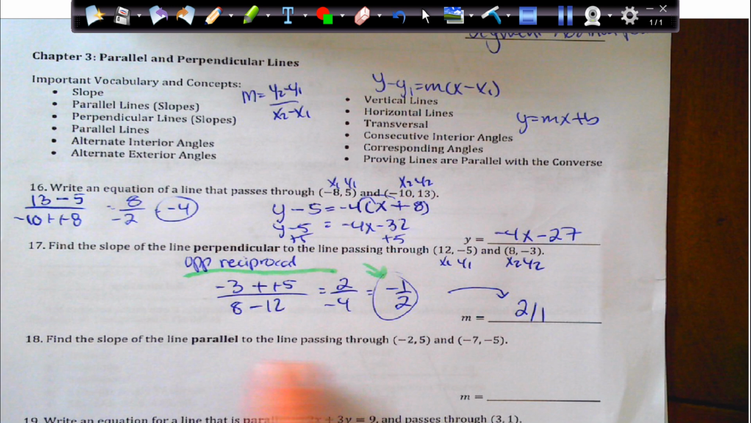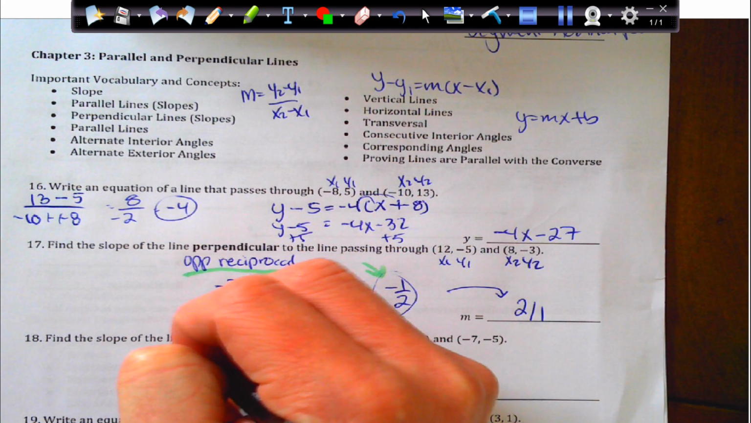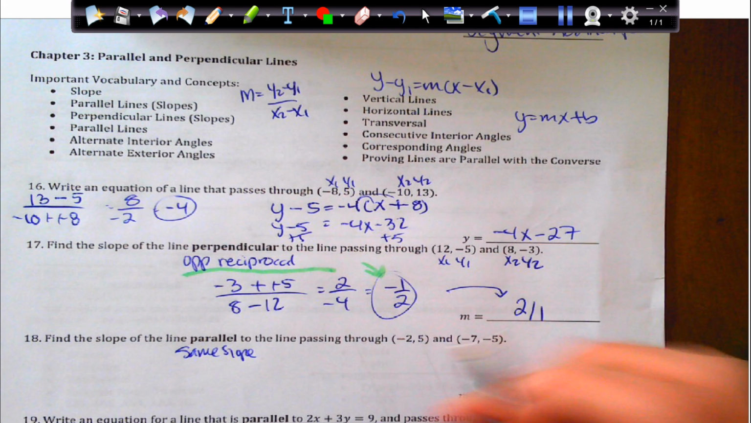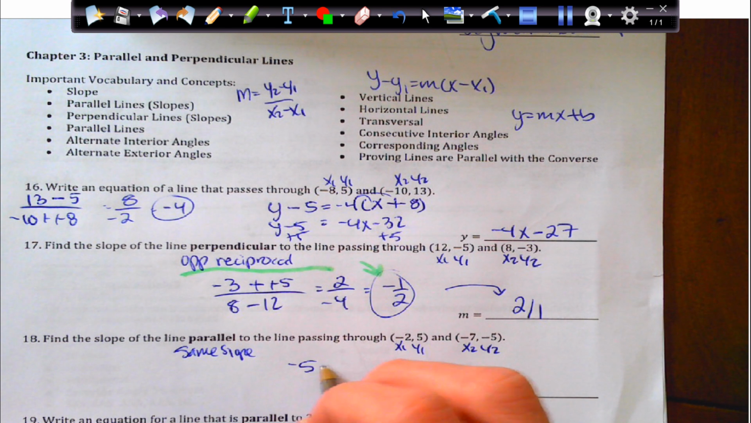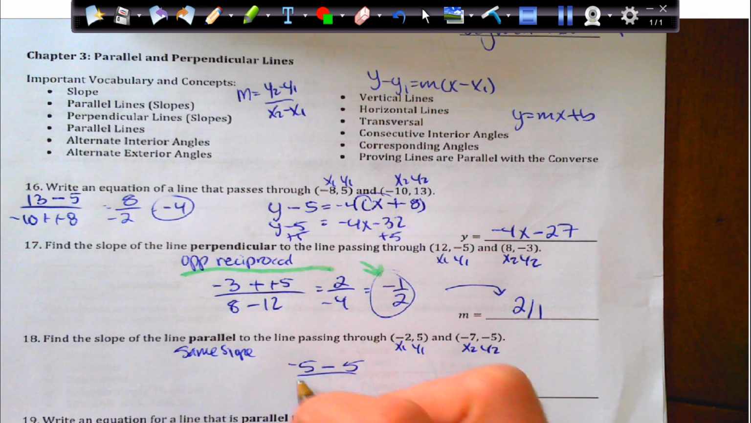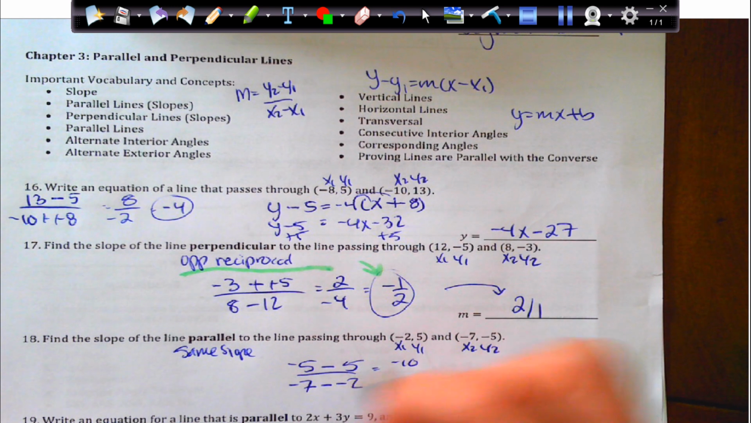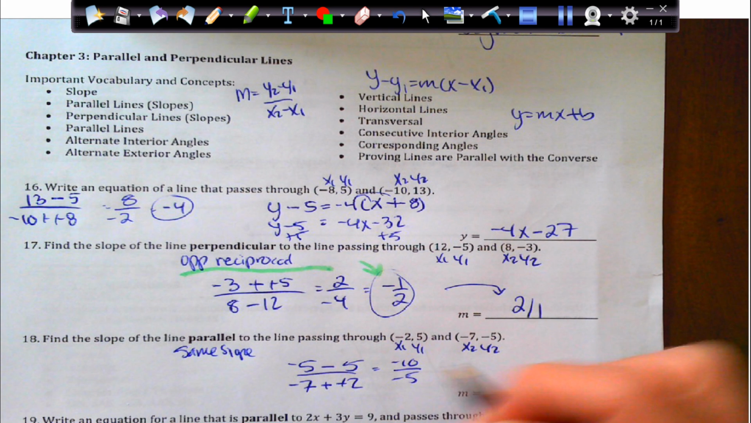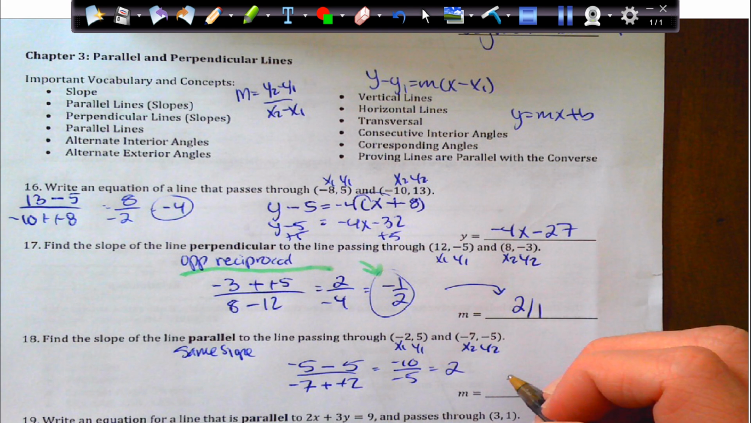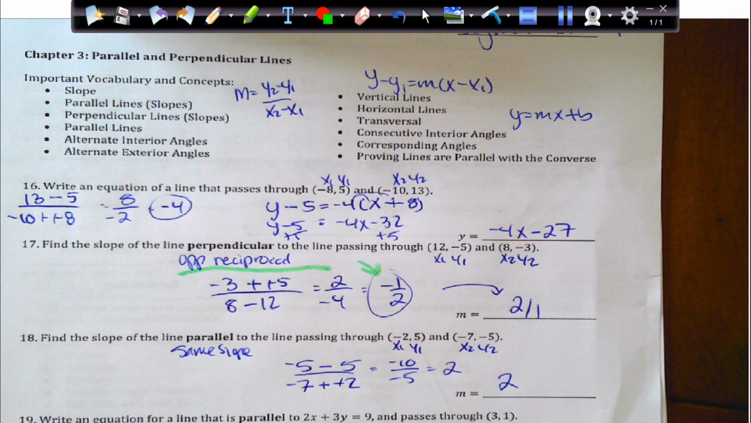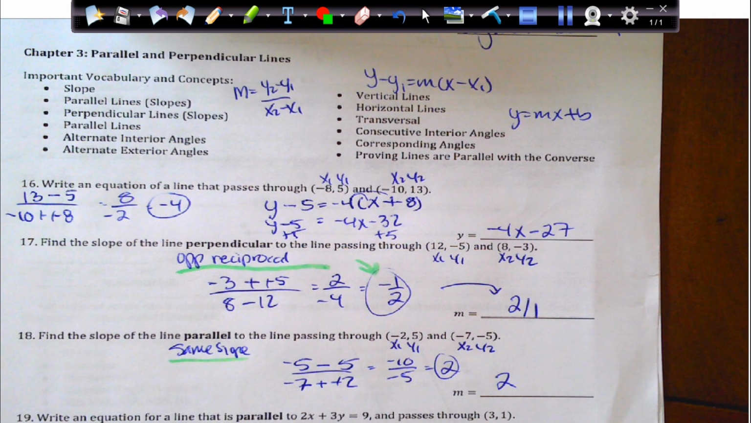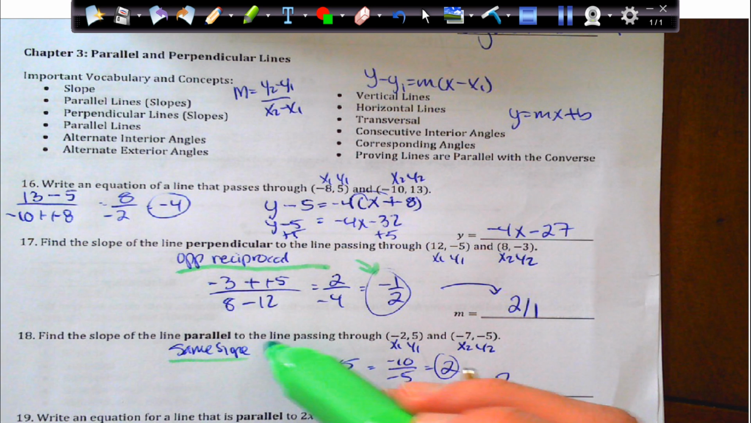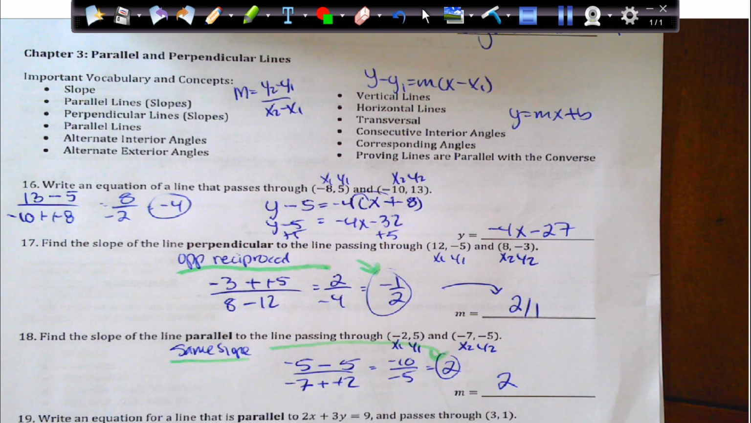Alright, find the slope of the line parallel. Parallel has the same slope, so we just have to find the slope and we're pretty much done. We get negative 5 minus 5 and negative 7 minus a negative 2. That becomes negative 10 over negative 5, which becomes 2, which is just my slope. It's the exact same. So here we did the same slope of what we had, and that ends up being just 2.